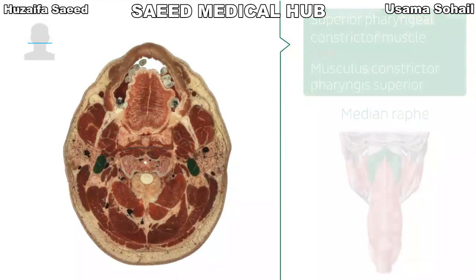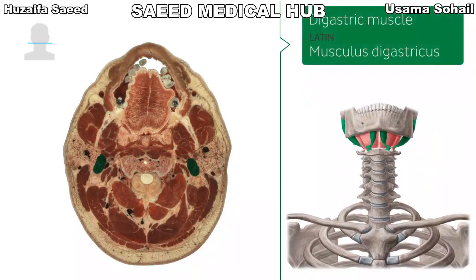If we move laterally, we can see the digastric muscles, which are located posterior to the medial pterygoid muscles. This muscle is called digastric because it consists of two bellies, which we can see here highlighted in green. Interestingly, each of these bellies is supplied by a different cranial nerve.